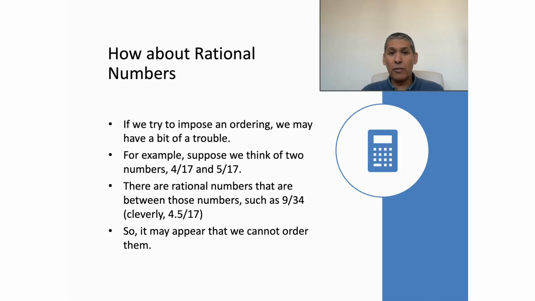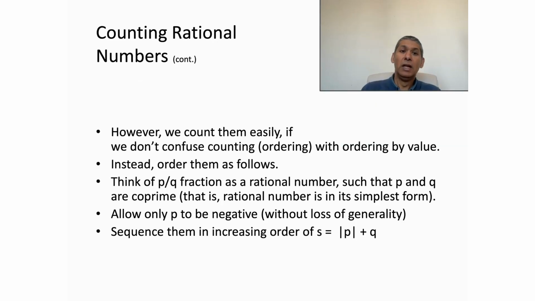Another question can be, what about rational numbers? Now, if we try to impose an ordering, we may have a bit of trouble. For example, if we think of 2 rational numbers, let's say 4/17 and 5/17, we can see that there are rational numbers between those 2 numbers, such as 9/34, which is basically 4.5 divided by 17. So it may appear that we cannot order them, because for any 2 rational numbers that we try to order, we can put a rational number in between. However, we can actually order them, we can count them, if we don't confuse ordering with ordering by value.